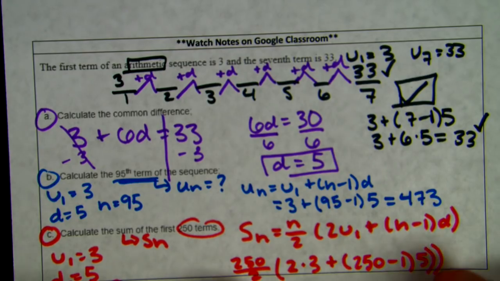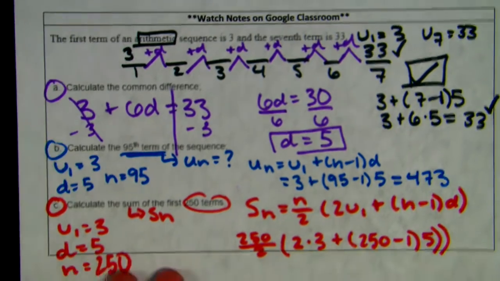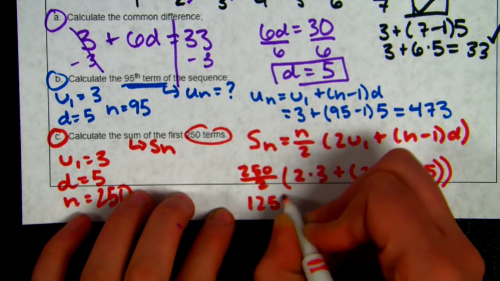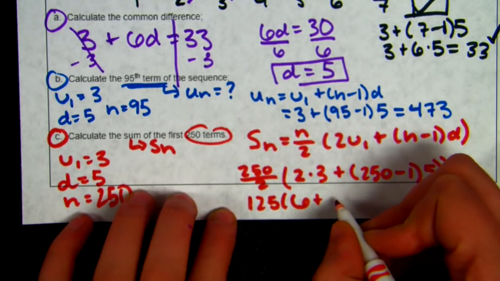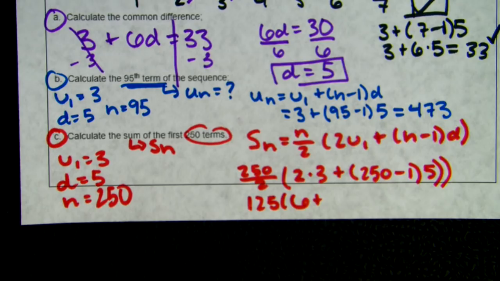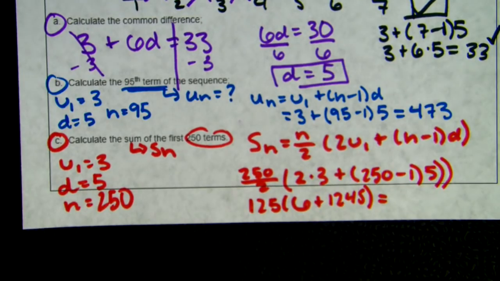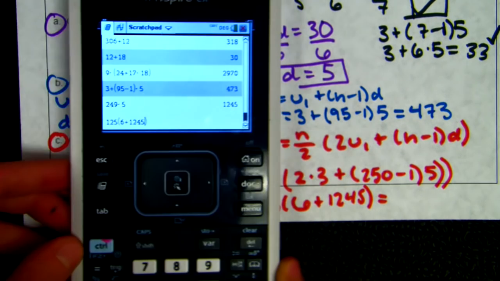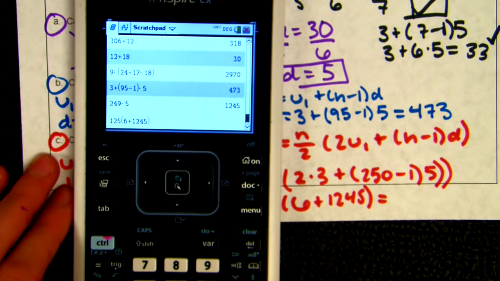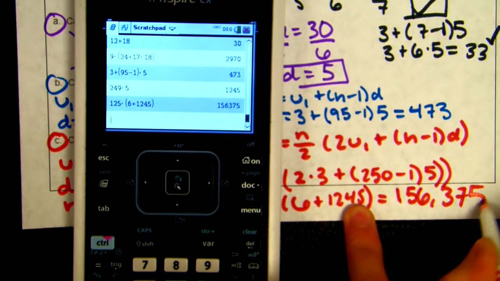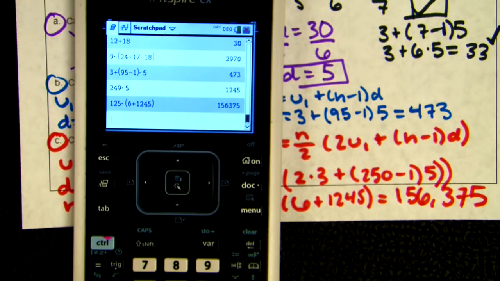Once again, you can put this right into your calculator. I'm going to condense it a little bit because I get nervous about my calculator skills. So I'm going to say 250 divided by 2 is 125 times 6 plus 249, which is 250 minus 1, times 5, which is 1,245. So we have 125 times 6 plus 1,245. This is how I'm typing it into my calculator. And that gives me a total of 156,375.